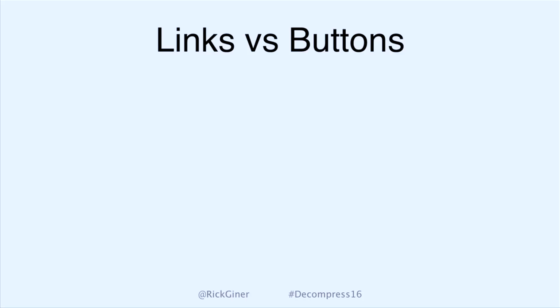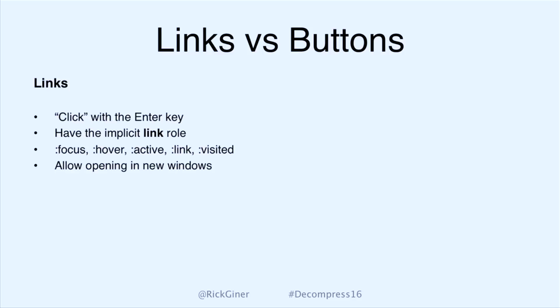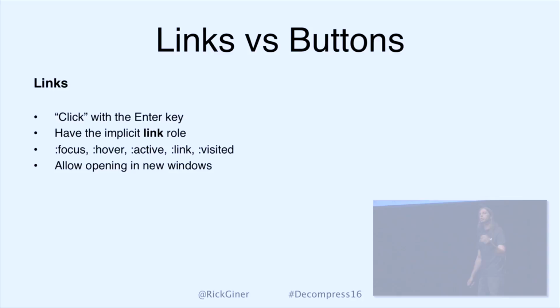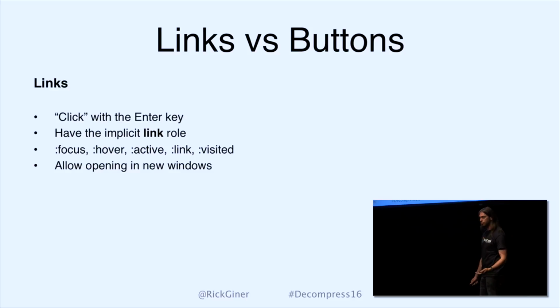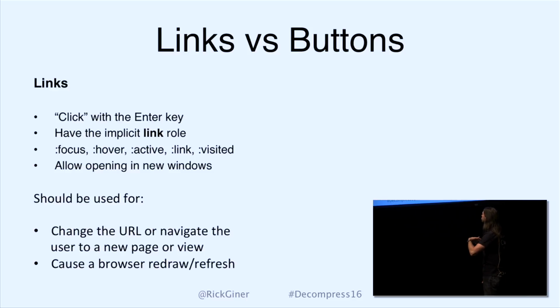So I'm going to digress for a little moment and talk about links and buttons, because I've said that these are the clickable parts, but when do you use a link and when do you use a button? They have different properties. A link, you click with the Enter key. It has focus, hover, active, link, and visited pseudo classes. And you can open it in a new window, commonly by using a right-click. So this can be used for changing a URL or causing a browser redraw.